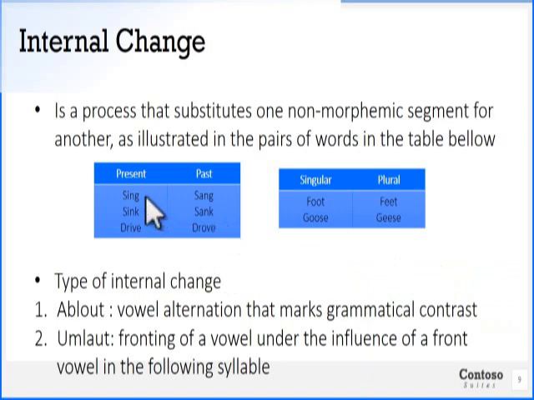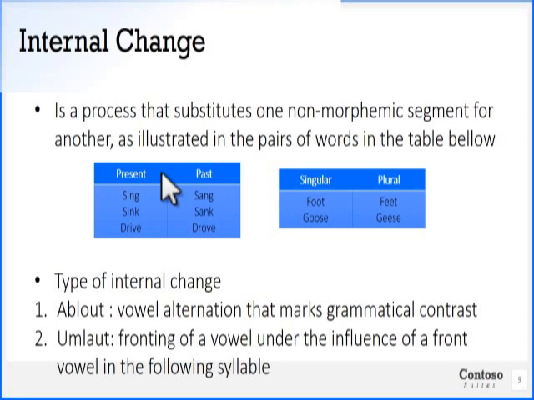There is a change for the vowel. The vowel e in sing changes into a: sing, sang. And then the other one, sink and sank. The vowel is changed.